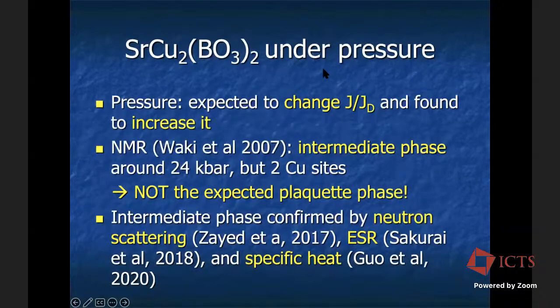To go over this phase transition, we have to change the ratio J over JD. And the natural way to try is to put pressure. Frankly, a priori, it could go in both directions, increasing or decreasing the ratio. It turns out that it does increase the ratio. So taking the strontium copper borate, which has a ratio 0.63, and putting pressure will increase the ratio. And there is a number of experimental works, starting from a work by Takigawa and collaborators in 2007, showing that indeed pressure is able to drive the system into another phase.